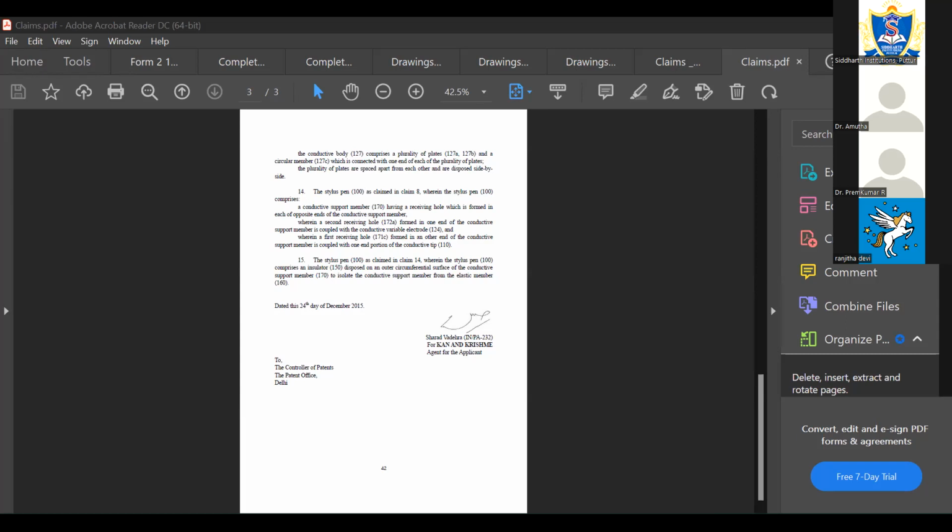And you can refer to the USPTO, the US Patent Office. If you want to file in the US, you can refer to this website for further details.